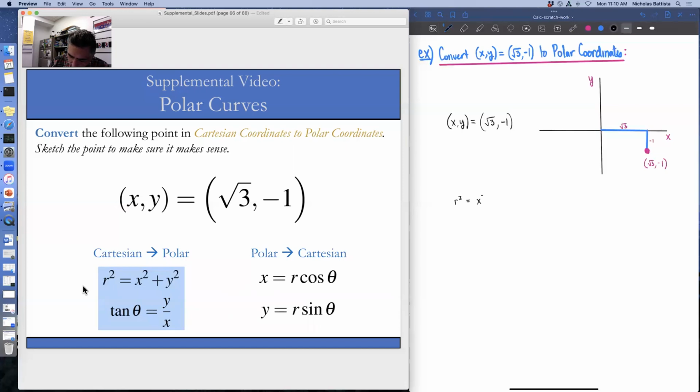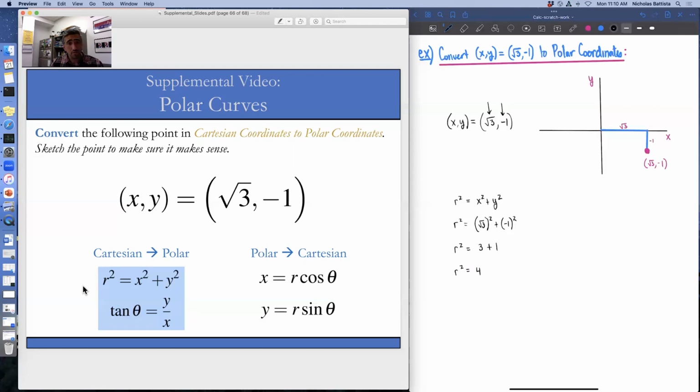So we have r squared is equal to x squared plus y squared. And now we're going to substitute the information that we're given into the problem. We're told that x is equal to square root of 3. So we have r squared is equal to, substituting square root of 3 in for x, square root of 3 quantity squared. Now substituting in the -1 for y, we have plus -1 squared. So we find that r squared is equal to square root of 3 squared, which is 3, plus -1 squared is a +1. So r squared is equal to 4.